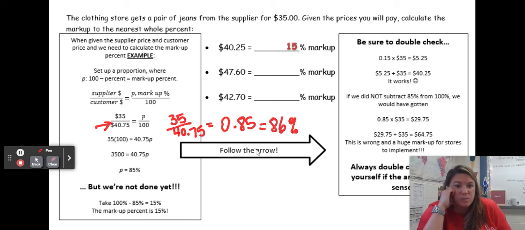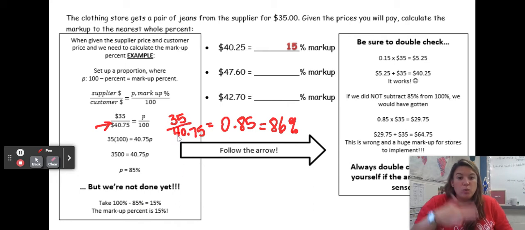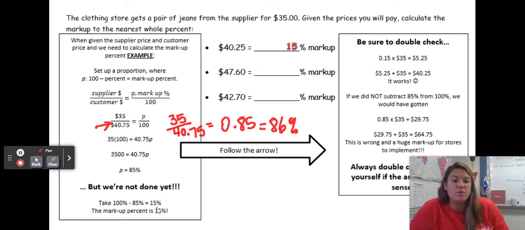So 86%. So that's the percent, but we have to take that 86% from the 100% because we divided by the new cost. If we had just subtracted them to begin with, like $40.75 minus 35, that would tell us how much it went up over the $35. So there's a couple different ways to do this, and that's why there's a second step over there. But then the 100 minus 86 is 14%.